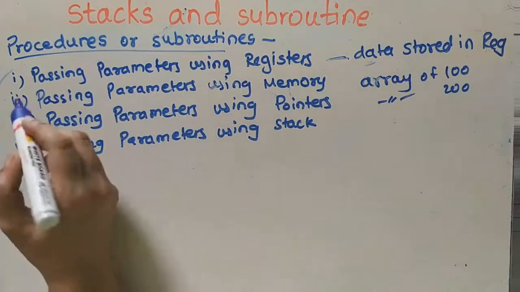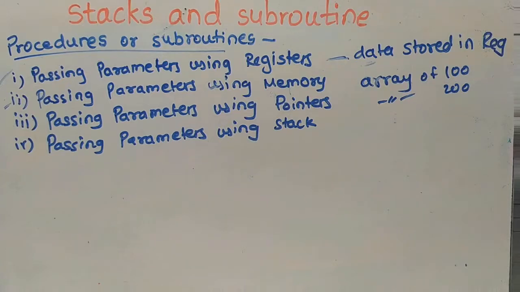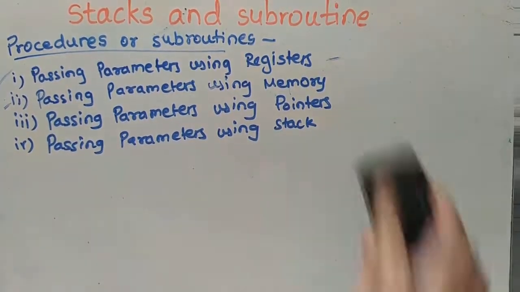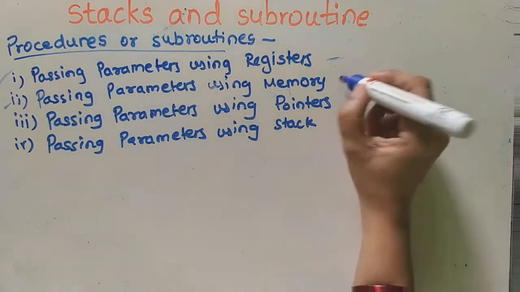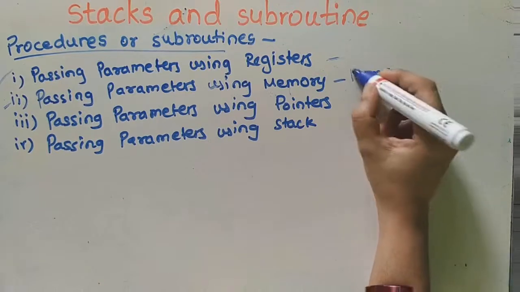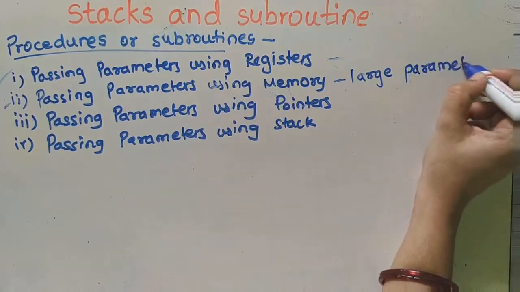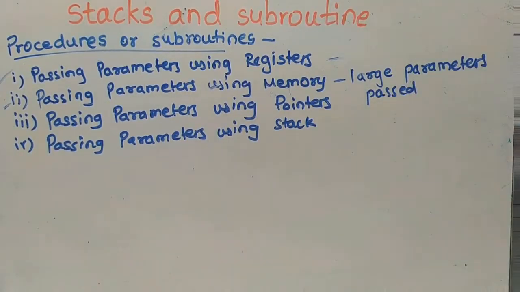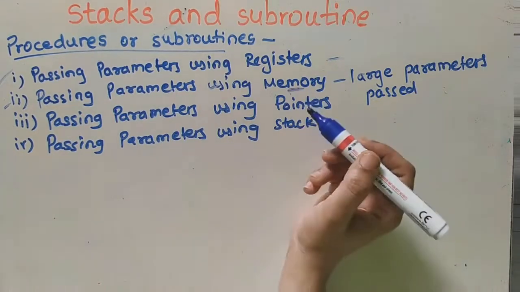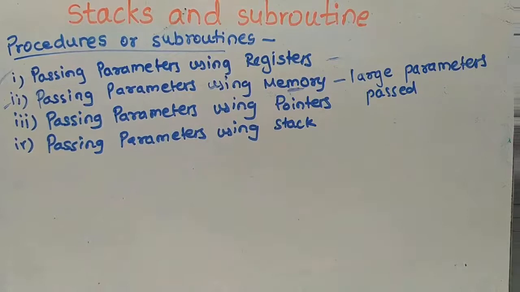Then the second method is passing parameters using memory. In this case, large parameters can be passed. This memory may be a dedicated section of general memory, or a part of it. So this is the second method, called parameter passing using memory.